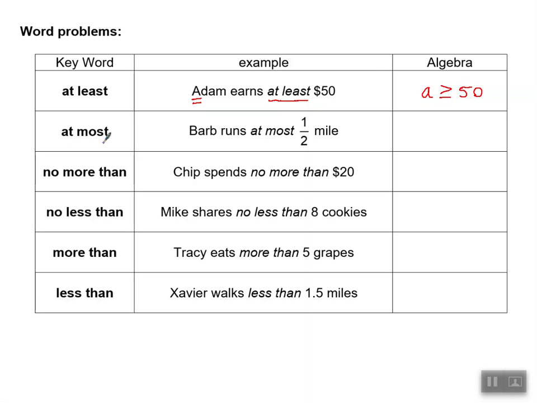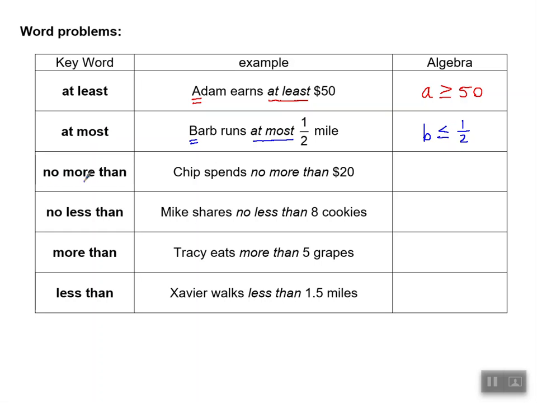How about at most? Barb runs at most half a mile. This is the greatest that she runs, so she must have either run something less than that or equal to that. And at most, I'm going to use a B for Barb. Barb runs at most means that she's done something either less than that or equal to the 1/2. So at least represents a greater than or equal to. At most represents a less than or equal to.